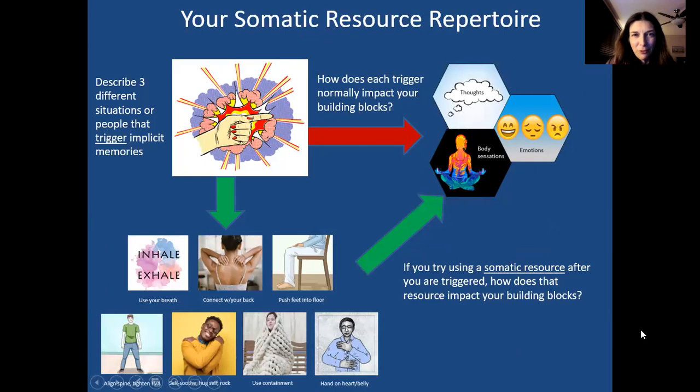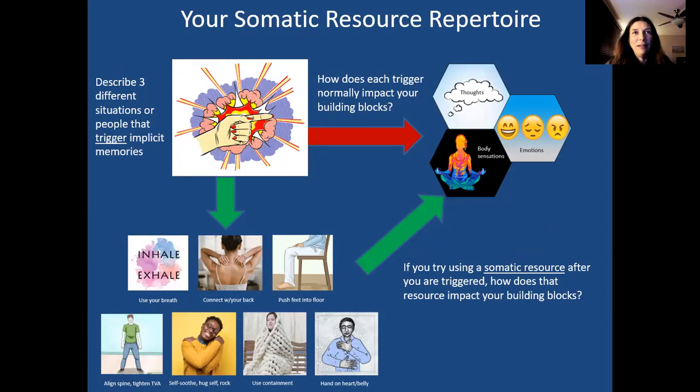All right, so this looks a little confusing, but I will explain. So we're starting up in the upper left. Describe 3 different situations or people that trigger implicit memories. Okay, so what's fueling some of my strong reactions in the present? For example, every time someone talks to me like my mother, I start to get a little edgy, right?